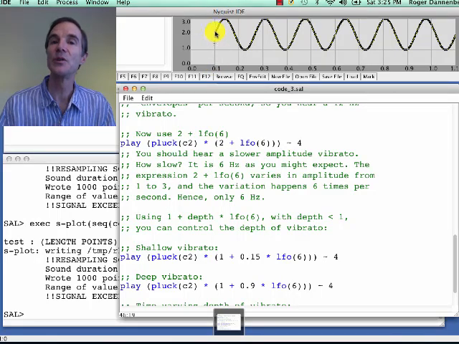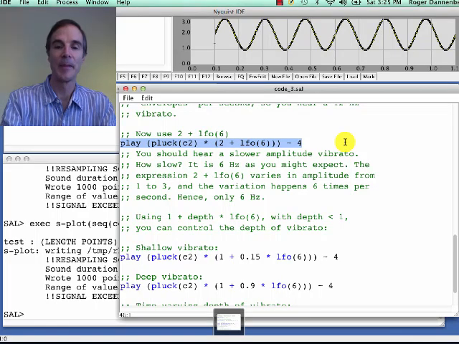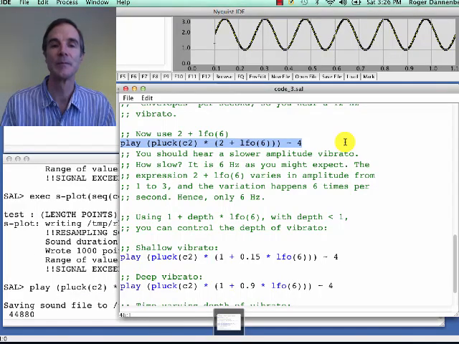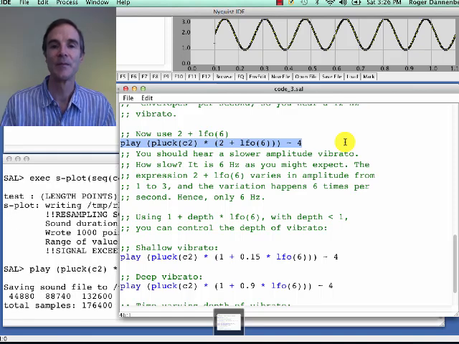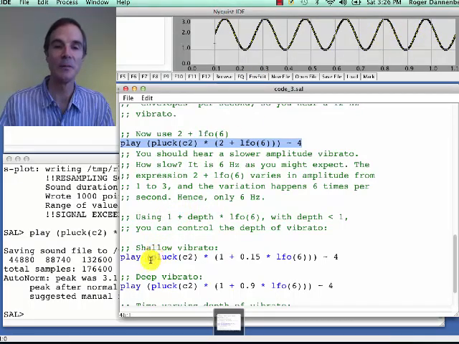Here is 2 plus LFO. So you can see that the signal goes up to 3, down to 1, up to 3, down to 1. And the amplitude is varying now at 6 hertz. So let's play that. Okay, so a pluck of about 4 seconds multiplied by this amplitude vibrato.